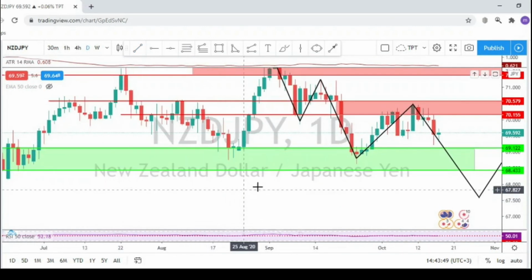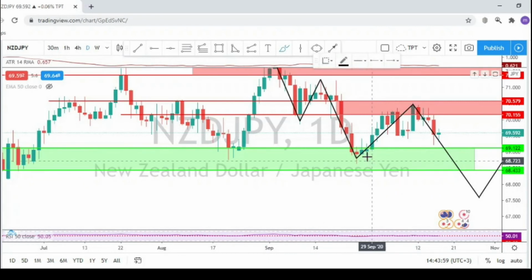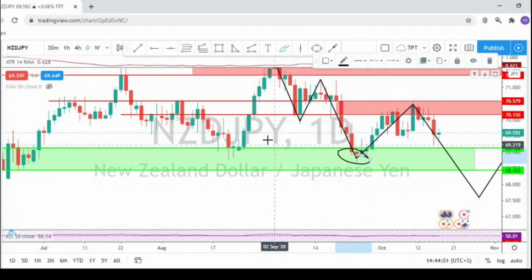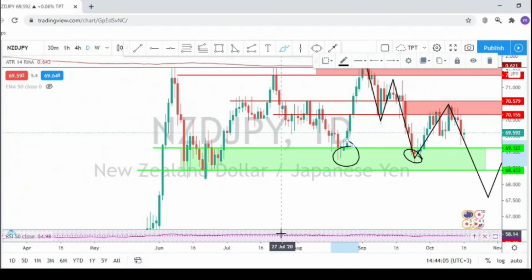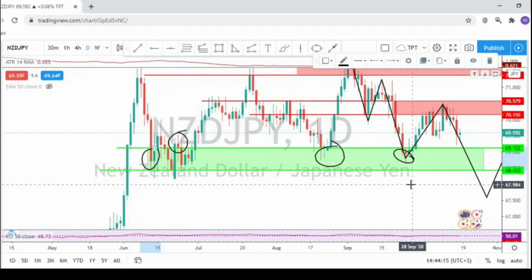Well, you might be asking, why do I mark this as a strong level of structure? It is a strong level of structure because this level was tested here as support, it was tested here as support, it was tested here as resistance, here as support, and every time the market came to this level, there has been a reaction.